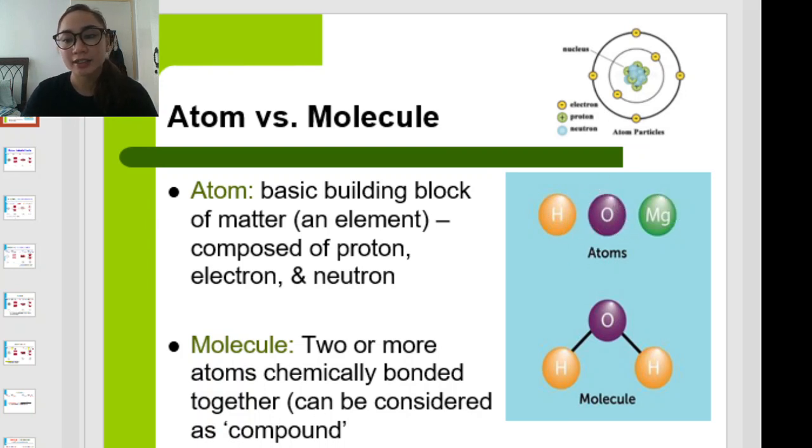A molecule, on the other hand, means two or more atoms, so not just one, it has companions, chemically bonded together. This can also be considered as a compound. So if you look at our picture example here, we have a molecule of H2O, or our water. We have an atom of hydrogen here, the yellow one, and another atom of hydrogen. So we have H2 and we have oxygen in the middle of our molecule. So they are chemically bonded.